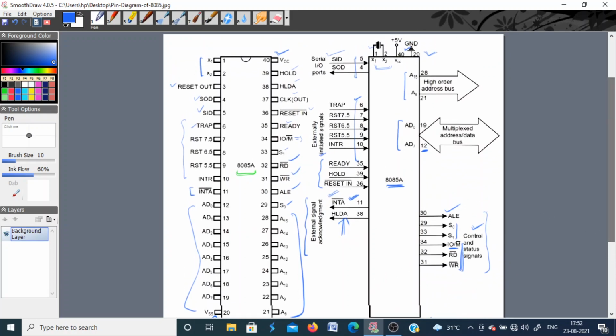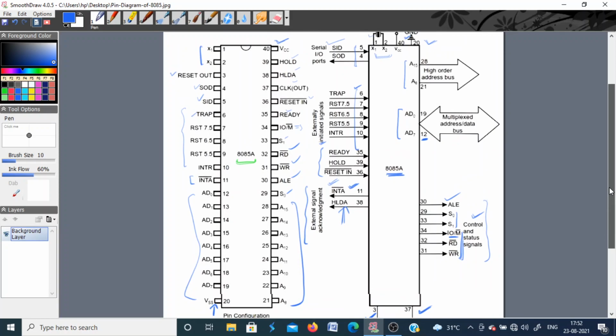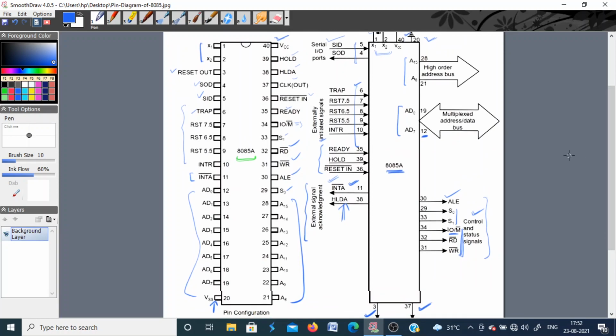Anyhow, you need not remember which function is located at which pin. If someone asks you where the trap is, and you say pin number 6, that is just nonsense. Everything is given in the pin diagram. What you must remember or understand is the role of each of these pins, how they are basically used for the communication and the timings, that is important. Not remembering the pin diagrams or the pin configurations.